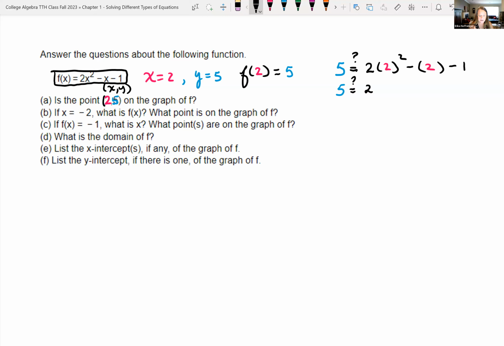And so we have 2 times exponents first, so 2 squared is 4. Minus 2 minus 1. Is 5 equal to 2 times 4, which is 8, minus 2 minus 1? Well, simplifying that down, 8 minus 2 is 6, and 6 minus 1 is 5. So we do get a true statement here that 5 equals 5. And so we can say that this point (2, 5) is on the graph of f.